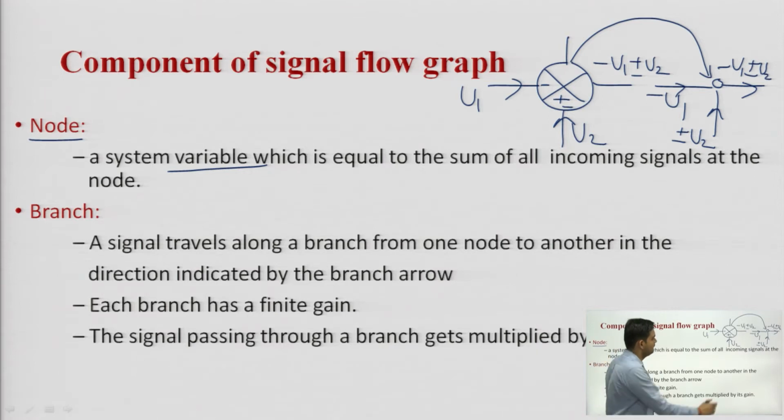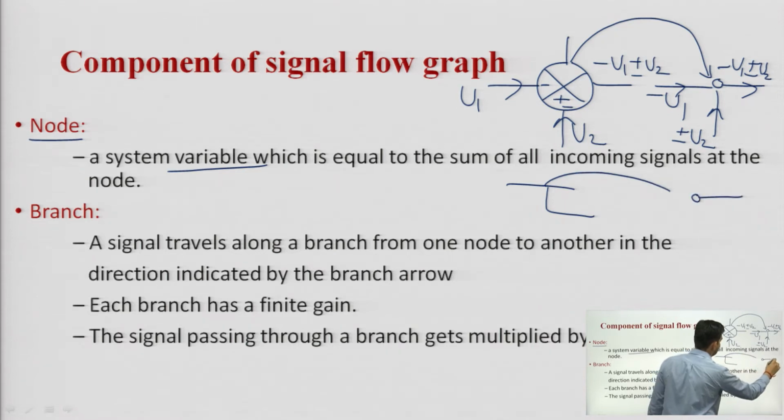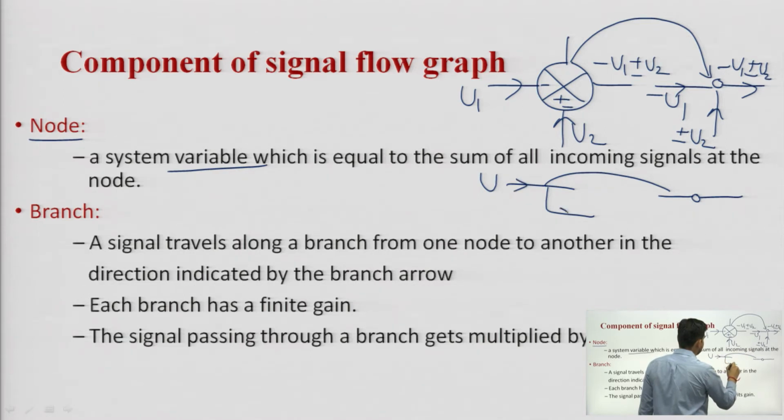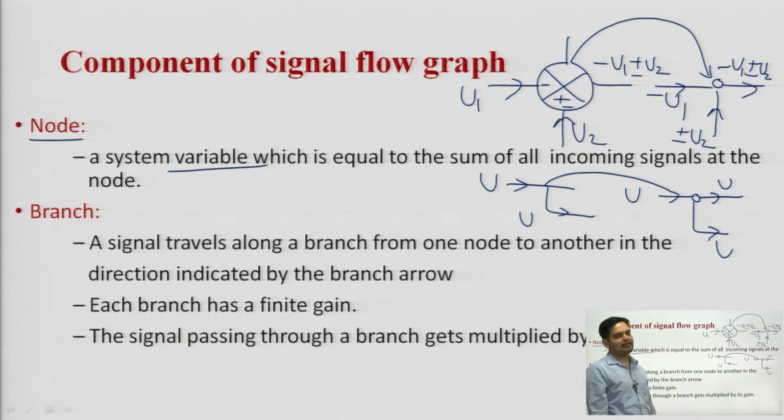In the same way, if I have a takeoff point here, this takeoff point can be represented in terms of a node. Suppose u is the input passing through it, the same input is passing through it. So, I can draw here a node receiving input u, and the same input u is passing through it. So, takeoff point and summer point can be replaced by a node.